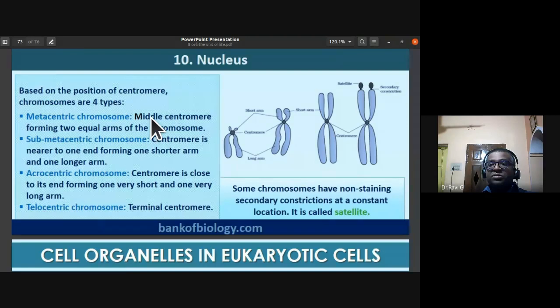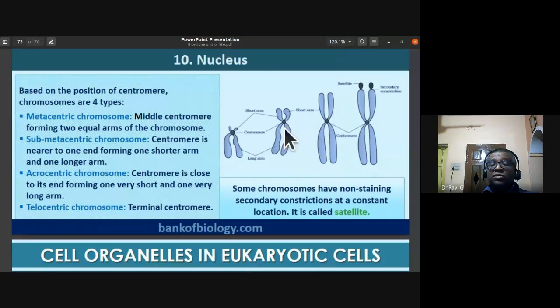In metacentric chromosomes, the centromere is exactly at the center of the chromosome, and they have two equal arms. In the case of submetacentric chromosome, the centromere is away from the center, and it is nearer to one end, forming a short arm and a long arm.